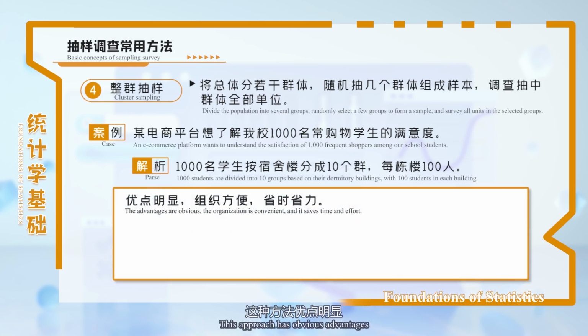This approach has obvious advantages. Easy to organize. Instead of looking for 1,000 student contacts one by one, directly contact the building chiefs of the 2 buildings to help organize, which saves time and effort.